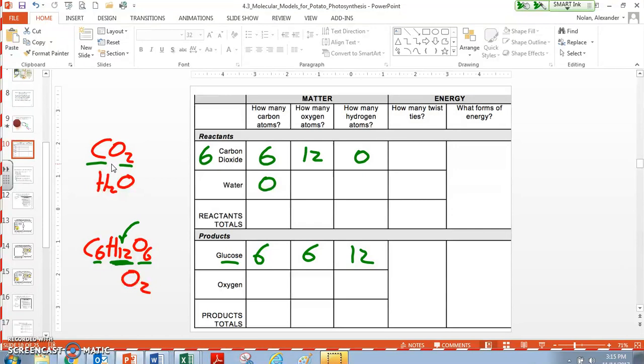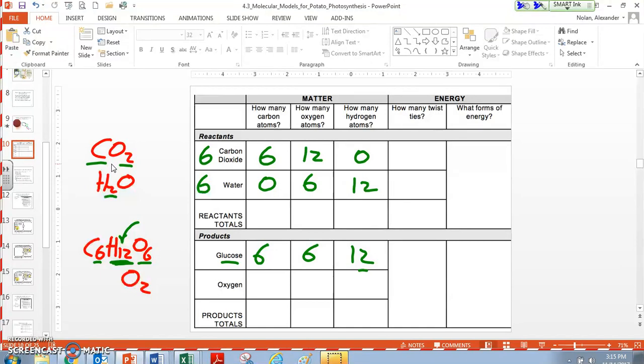In order to do that, how many waters are we going to need? Well, we know we're going to need 12 hydrogen atoms in our glucose. We know that those are going to show up there. So how many waters will we need? Well, there are 2 hydrogen atoms for each water. So if we multiply 2 by 6, we get that 12, the number that we need. So water is going to contribute 6 oxygen atoms and 12 hydrogen atoms. So that solves for water.